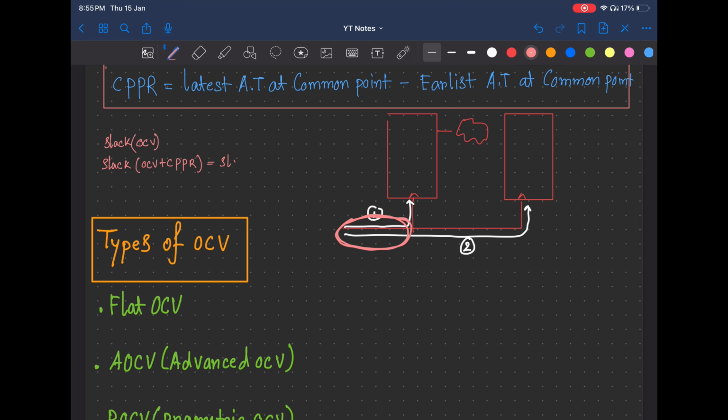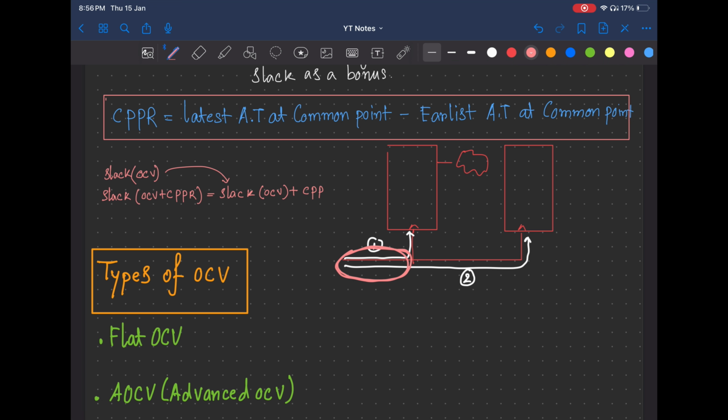Obviously this slack value will be considered with the proper CPPR value, and you will benefit when you add it to the slack. This is the whole concept of OCV, and how CPPR removes the artificial pessimism, which acts as a buffer in case we have a violation in the slack.